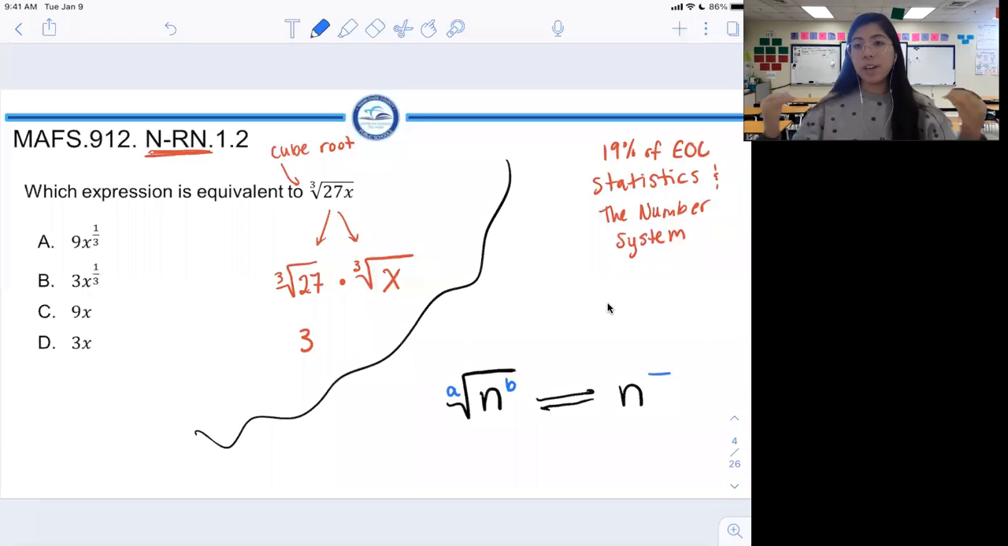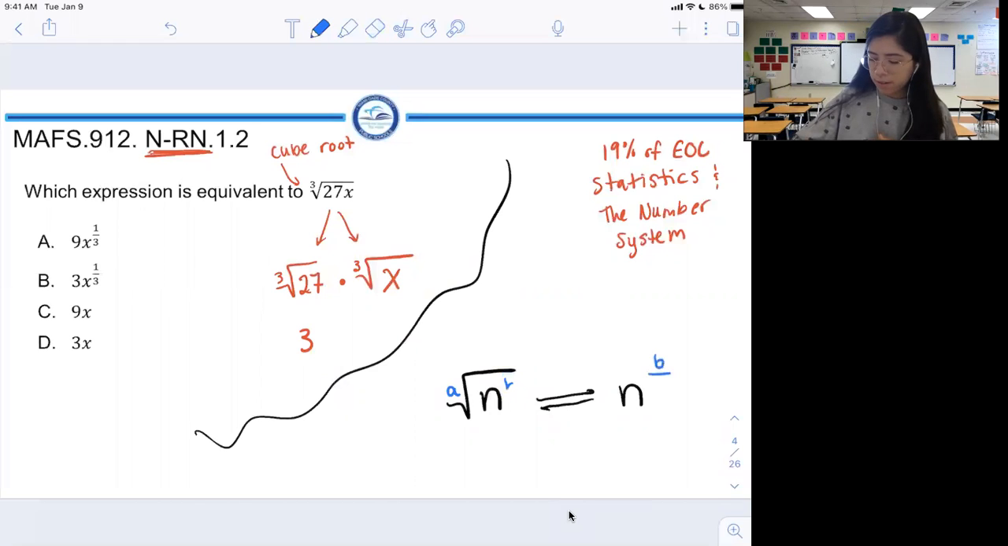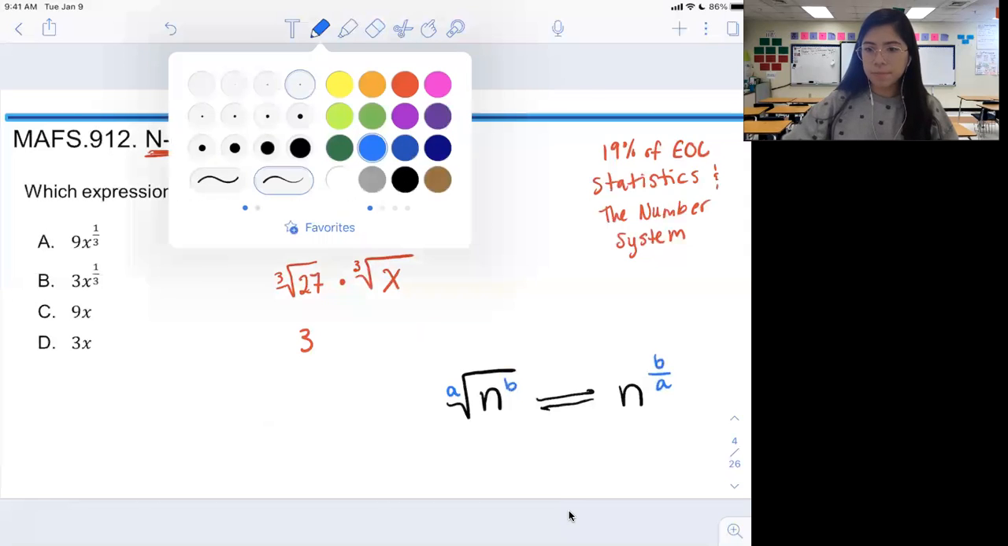We want the winner. We want whoever's on top to be inside the house. Okay, so the winner goes on top, which means that B, which is with the N, is on the inside. The B goes on top because that's our winner, and the A goes underneath. Okay, so this is how we switch back and forth between the radical and the exponent.